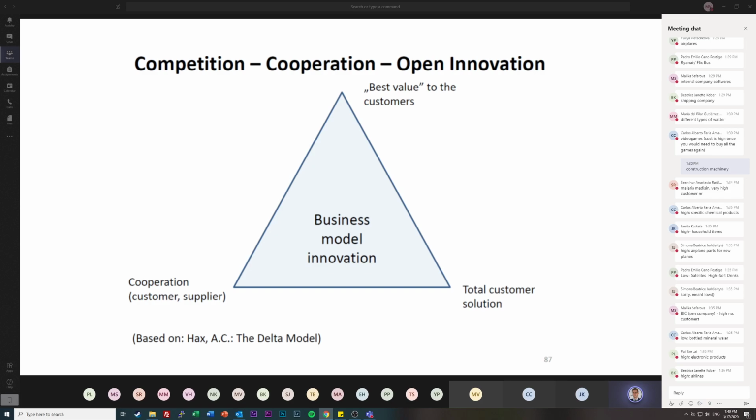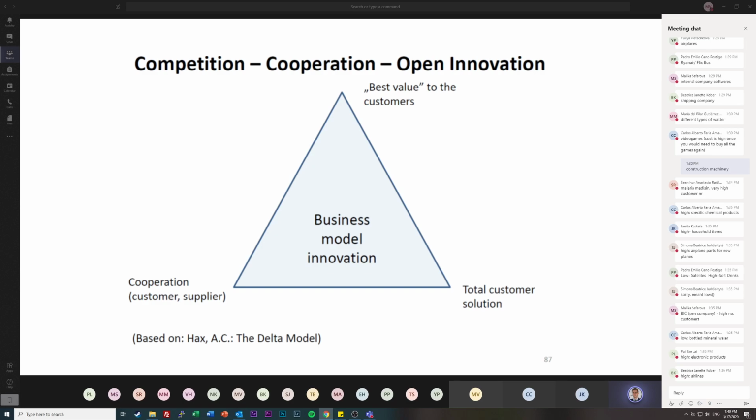In an optimal situation, the company has to be in all three lines in the middle. Somewhere here, here, and here, so in the middle. But some companies are more oriented on innovation, even though the cooperation and the total customer solution could be lower. For instance, the innovation companies are placed more on this side.